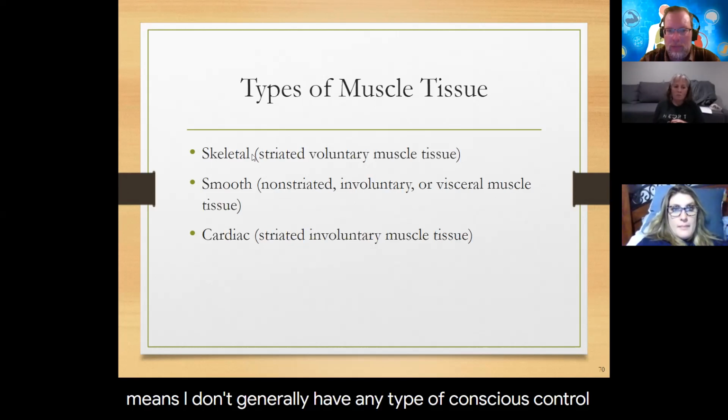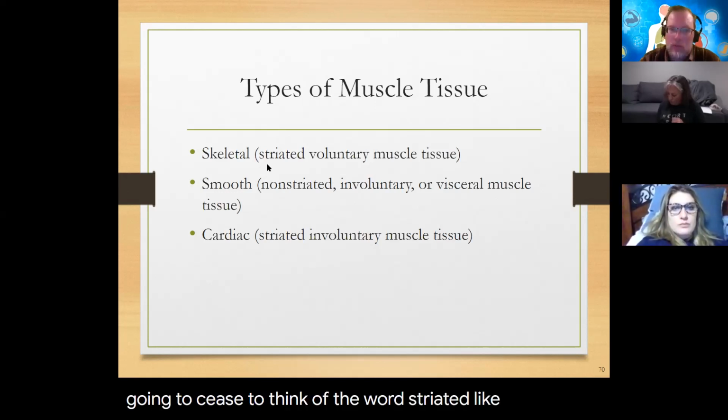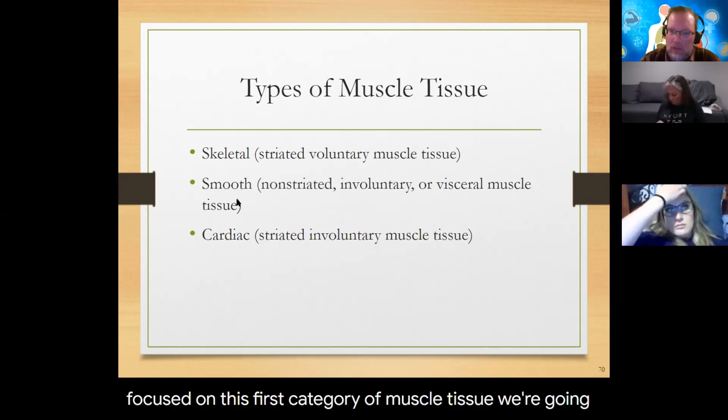So skeletal muscle is considered striated. Think of the word striated like the word striped. Okay, so skeletal is going to have stripes, and it's going to be under voluntary control. When we get to the muscle chapter in a couple of weeks, we're going to be focused on this first category of muscle tissue, skeletal muscles.